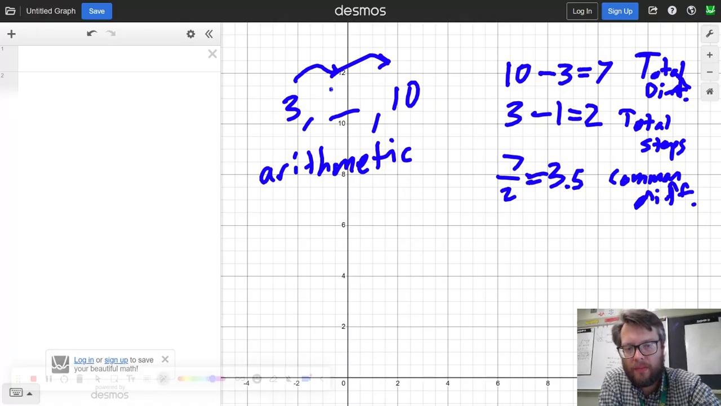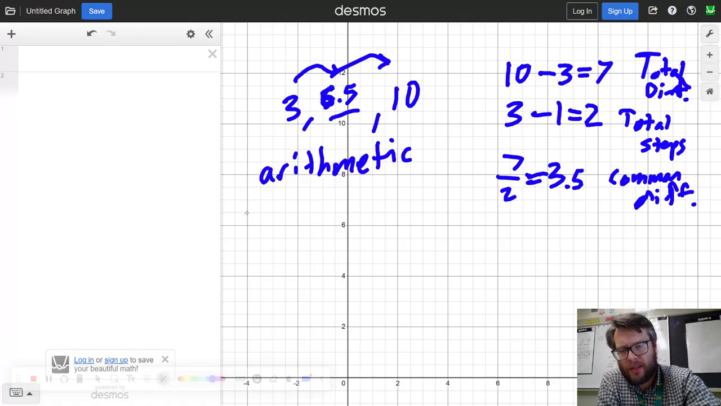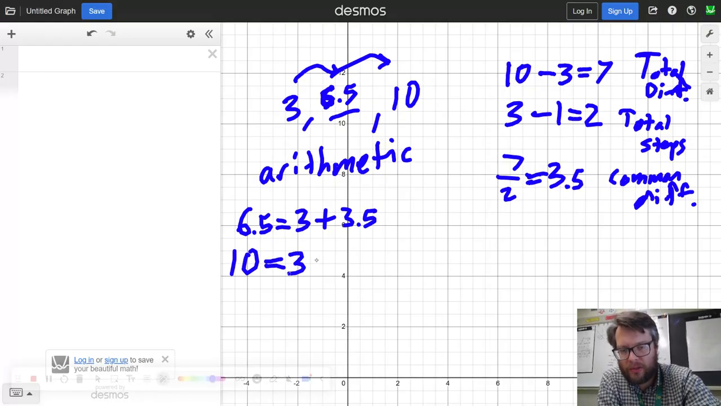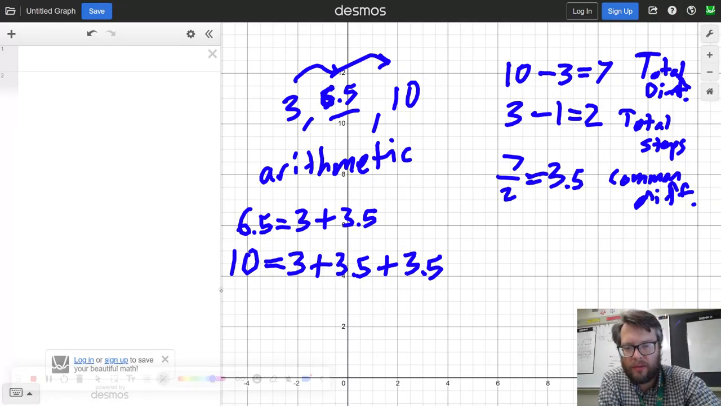What that means is I'm adding 3.5 each time. If I add 3 and 3.5, I get, almost did that wrong, I get 6.5. If I add 6.5 and 3.5, I get 10. So what I can say is that 6.5 was really just the first term plus 3.5. And 10 was really just the first term plus 3.5 to get to the second term, plus another 3.5 to get to the third term.